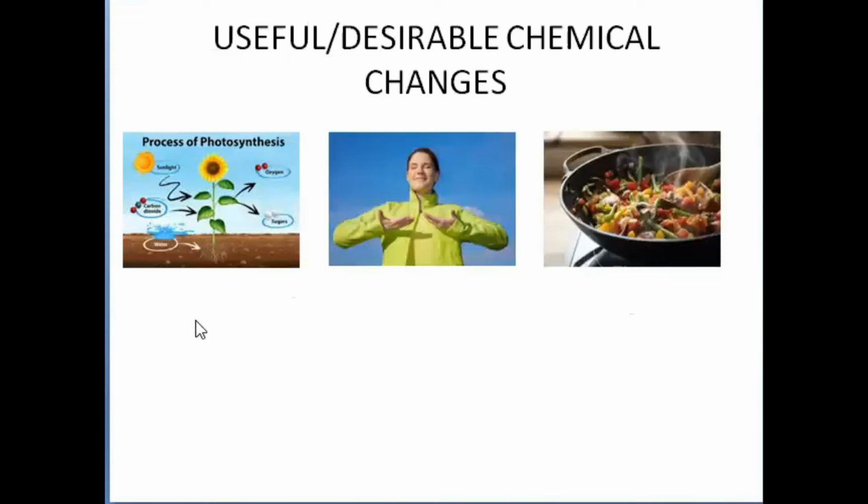Now, let us look at some desirable or useful chemical changes. Photosynthesis. Photosynthesis is a chemical change that provides us with food. Respiration. Respiration is a chemical change in which energy is produced in our body. Third, we have cooking of food. Cooking of food is a chemical change as raw food undergoes a change in its composition. And not only that, burning of fuel is also a chemical change as it produces energy.